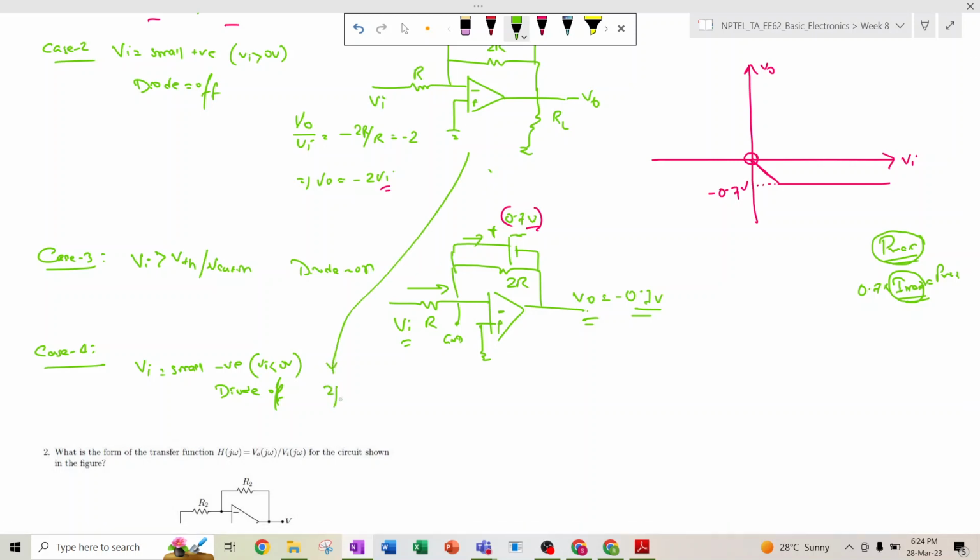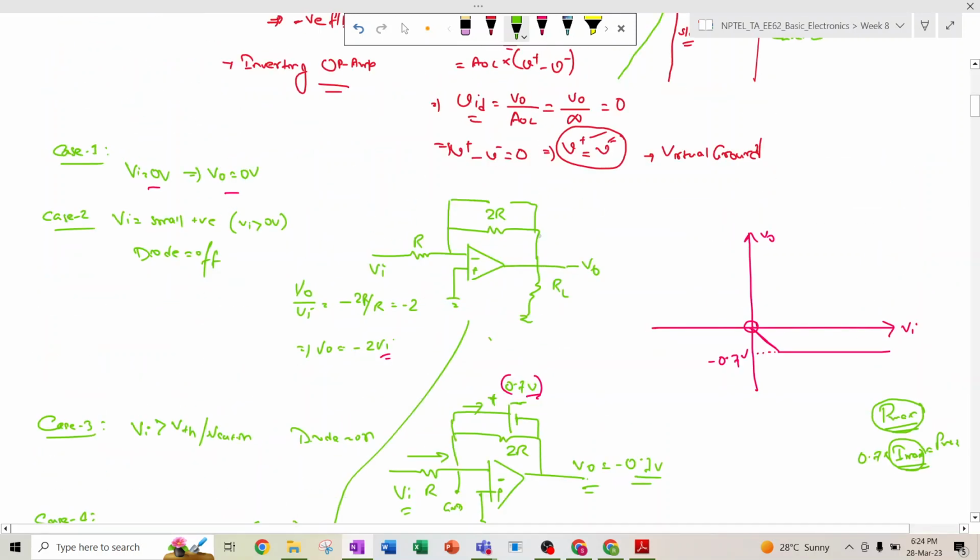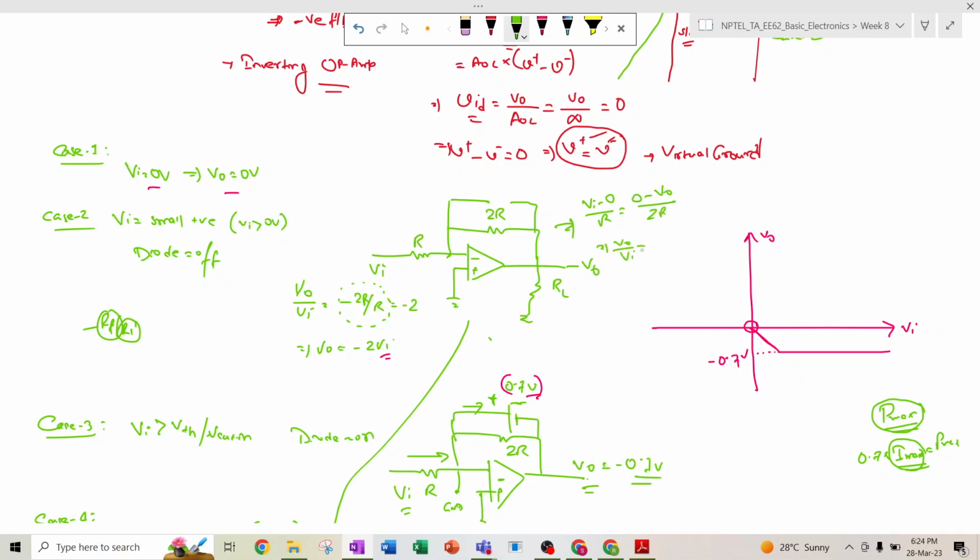From here also you can see that VO by VI is nothing but minus 2R by R, right? How minus 2R by R comes, we can do a short analysis, but it is better that we remember this formula: for the inverting amplifier the gain is minus RF by R1, where RF is the feedback path resistance and R1 is the input resistance. We can do it like this: Vi minus 0 by R, because it is ground, equal to 0 minus V0 by 2R, right? So V0 divided by Vi equals minus 2R by R, which is minus 2.